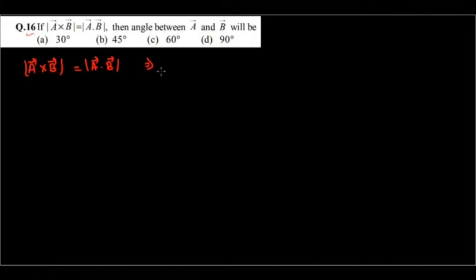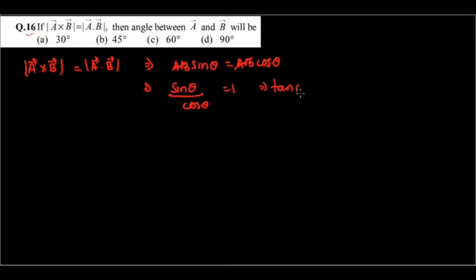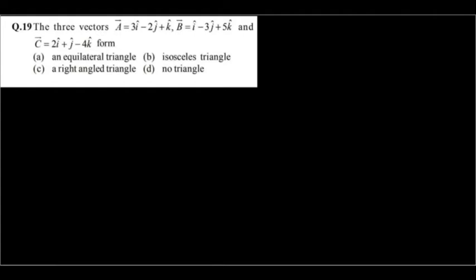So we know that A cross B magnitude means AB sine theta, that is equal to, as given, AB cos theta, because A cross B is equal to A dot B. So AB sine theta equals AB cos theta, so AB will cancel, and you will get sine theta by cos theta is equal to 1, that implies tan theta is equal to 1, that implies theta equal to 45 degree, because we know that tan 45 is 1. So option B is the correct one. So in this way you can solve this question, and now we'll proceed to the next one. So now look at the next question.